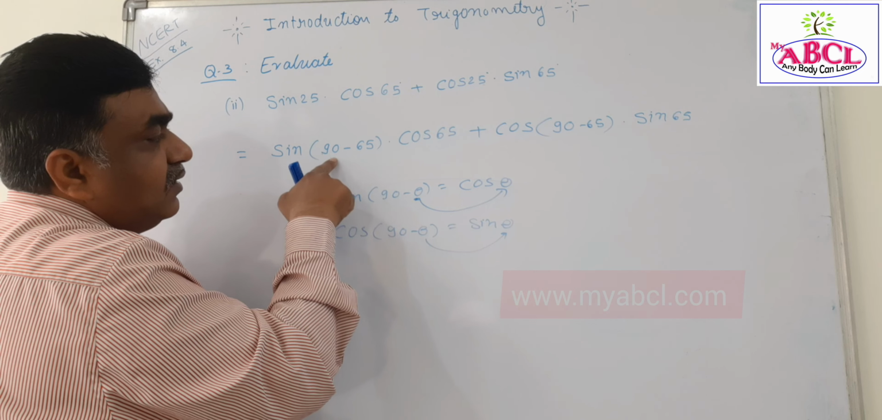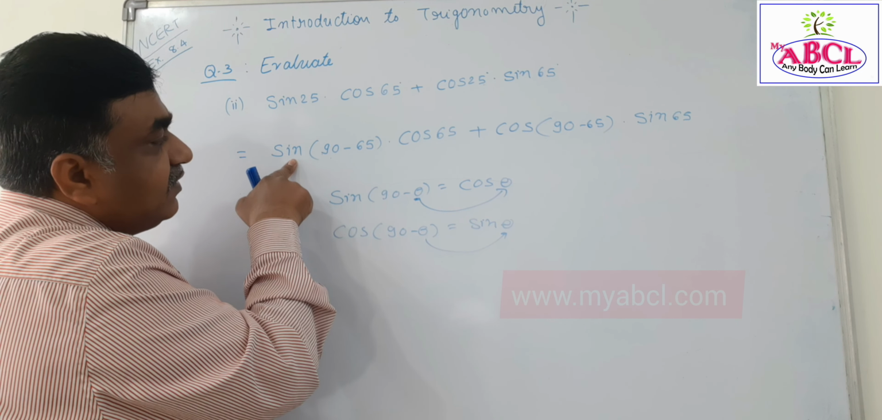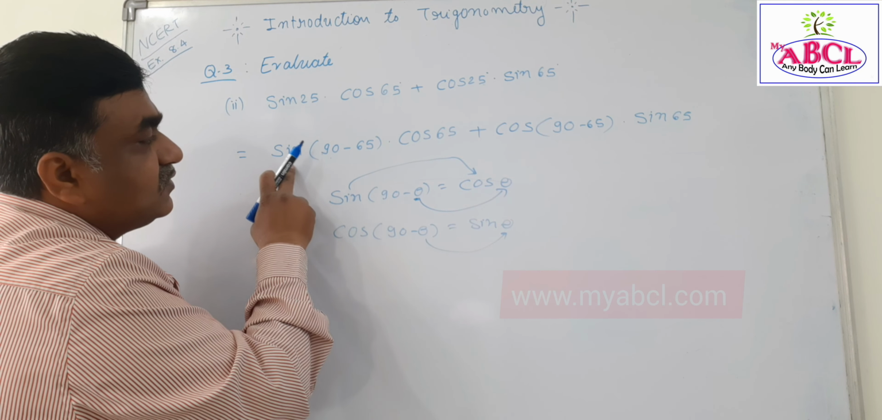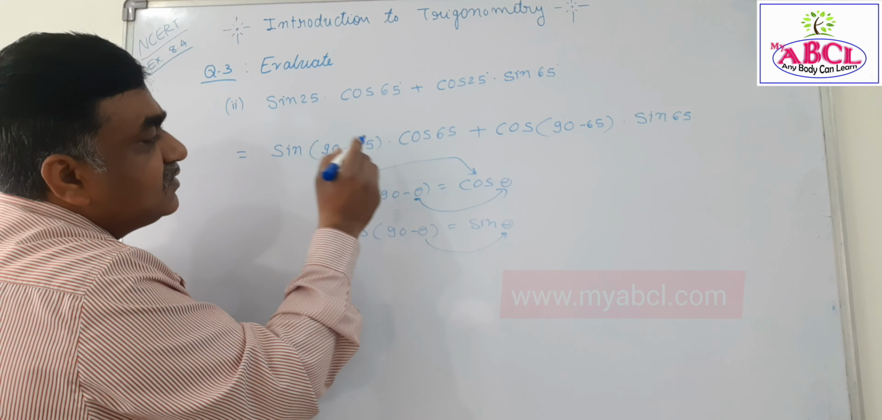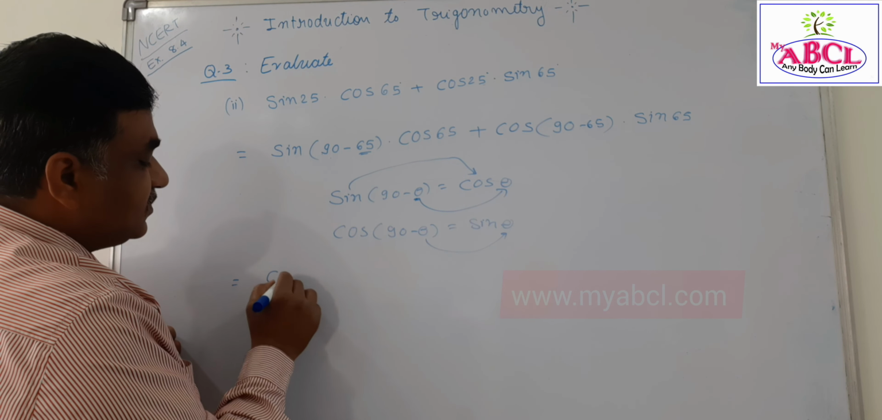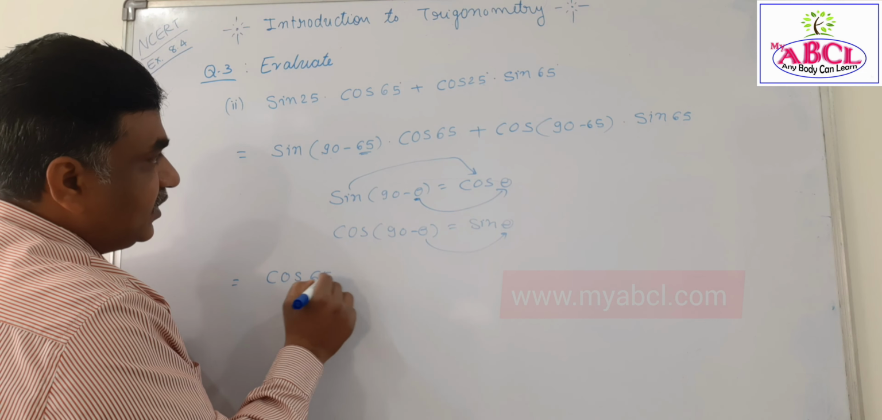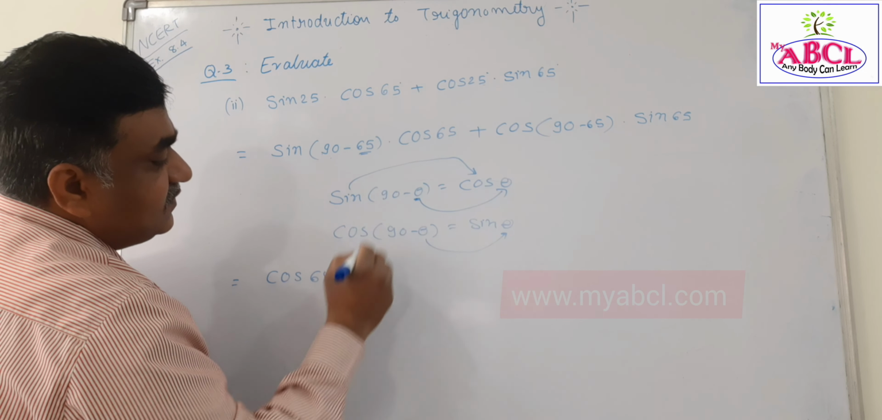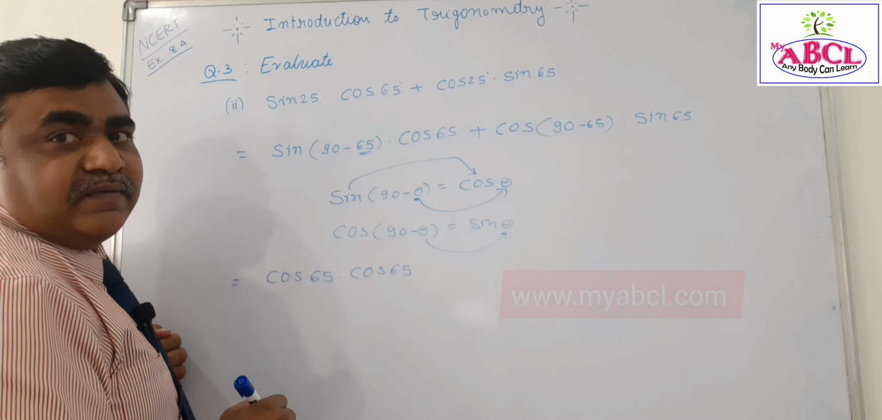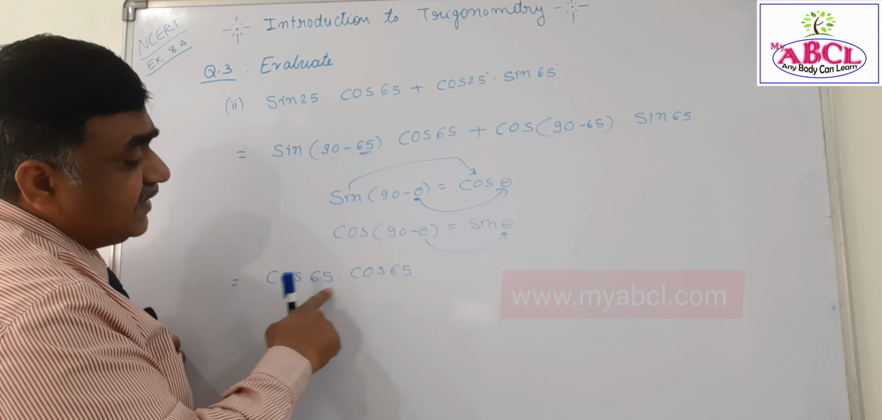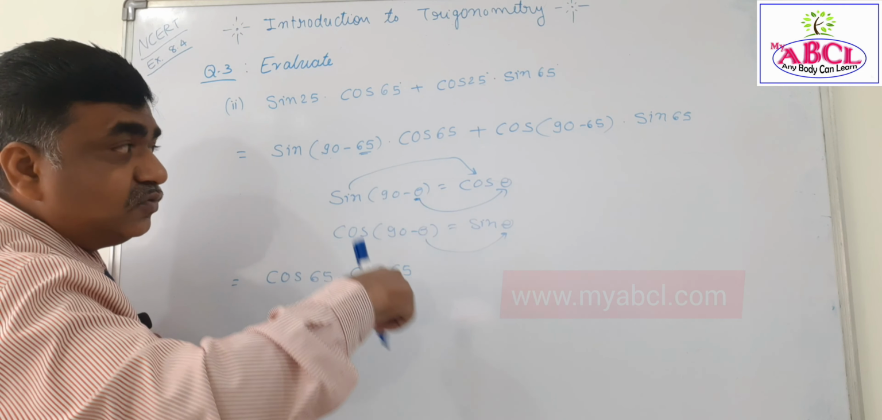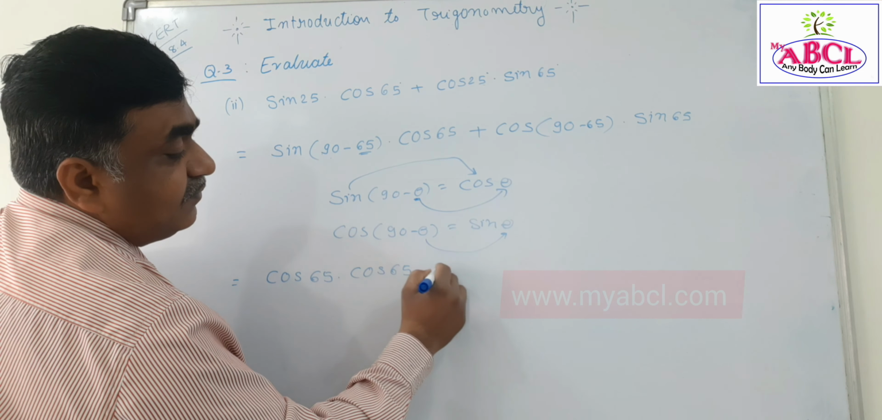You can see over here we are having 90 minus 65, so it would be sin (90 minus 65), the sin will change to the cos. So sin (90 minus 65) is cos 65 only, multiplied with the cos 65. So you now understand that cos 65 into cos 65 would become cos square 65. It would be useful for us in the next step.